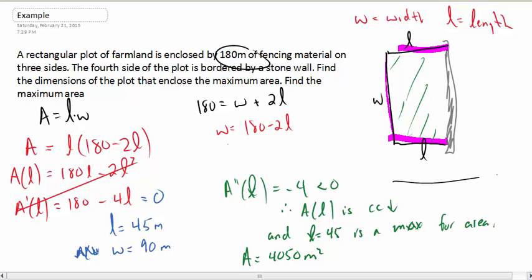And really, I should go back and look at my interval for L. So here's my 45. The smallest L can be is 0. The biggest that L could ever be is 180. Well, if L is 0, we don't have a pen. The width would be 180. No, we wouldn't. These two sides wouldn't exist. And same thing if L was 180, then we wouldn't have a pen either. So our maximum, our optimization can't occur at the endpoints of the feasible values for L. So my answer is simply the pen should be 45 by 90 with a maximum area of 4,050 square meters.